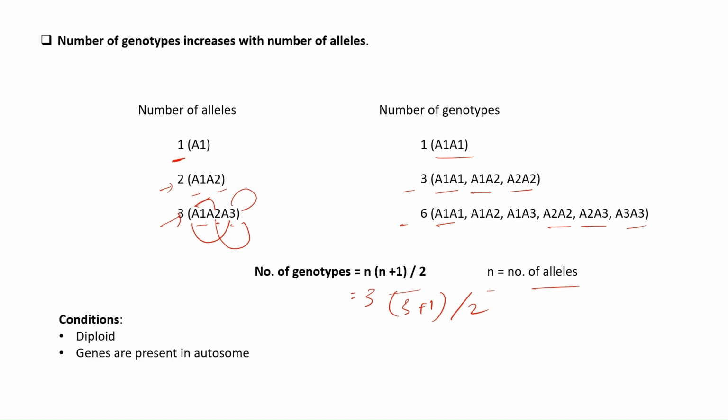But two conditions must be fulfilled for this. First is diploid. The genotypes are made with a combination of two alleles, so we are talking of only diploid organisms. And the genes must be present on autosomes. Autosomes means non-sex chromosomes. These genes should be present on autosomes and not on sex chromosomes.